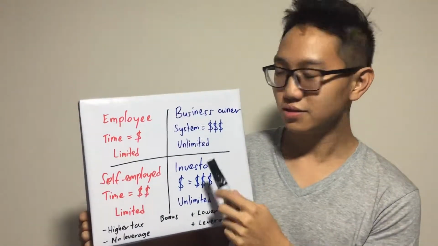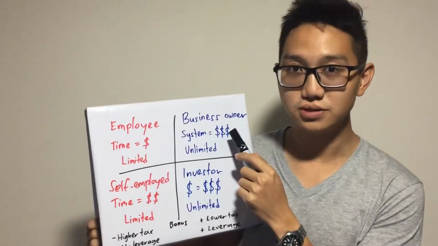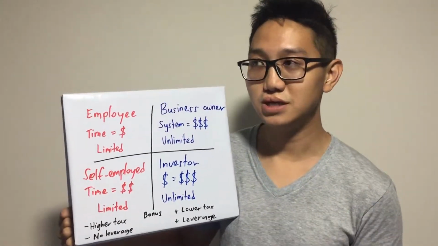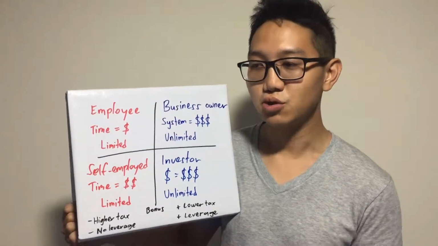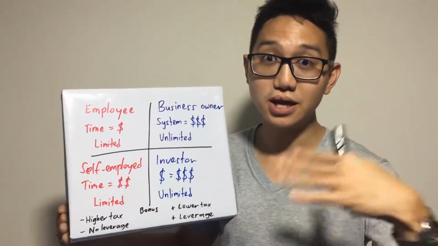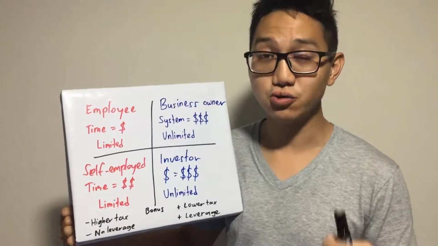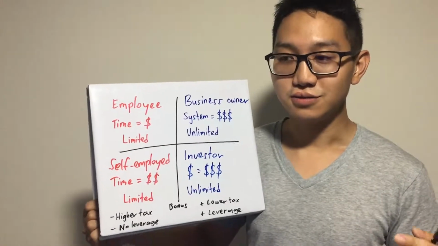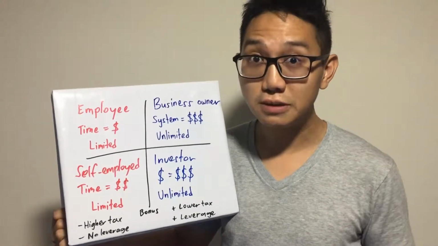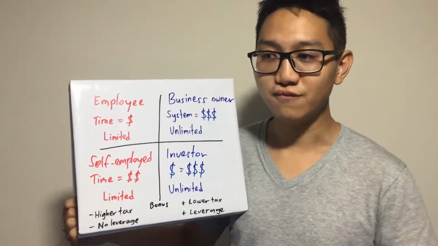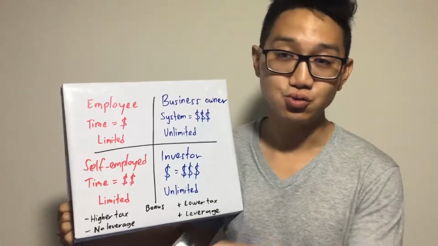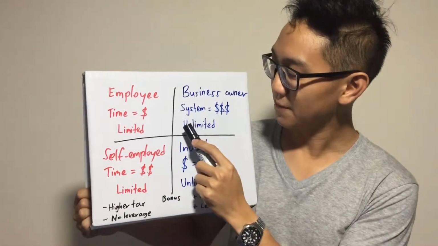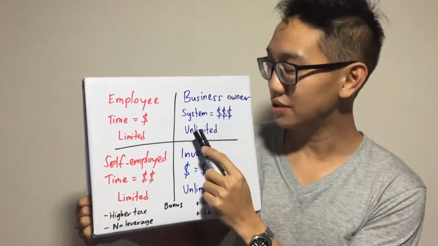On this right side, we have the business owner. The business owner is a person that owns a system that makes him or her more money, because the system is scalable. You can sell more products or offer more services, and then you can get more money from that. The way to do this is to employ more people to feed more money and time into the system, and then you can earn more money. So in terms of earnings, it's unlimited.